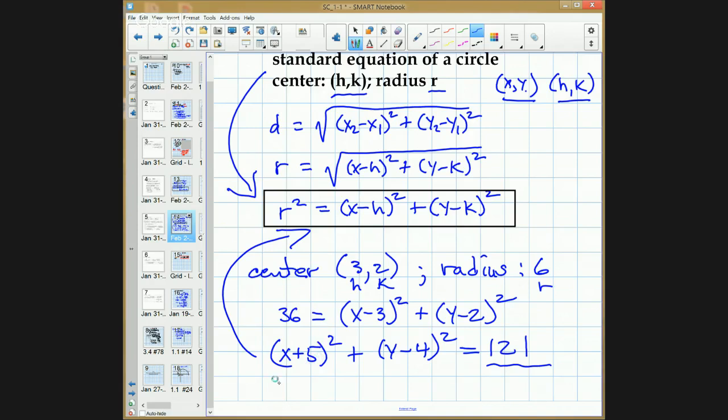So let me just say the radius of the circle we already said is 11, and the center is located at negative 5, and then what's being subtracted from y? 4. All right, I got some messages here, so let's see what we got.